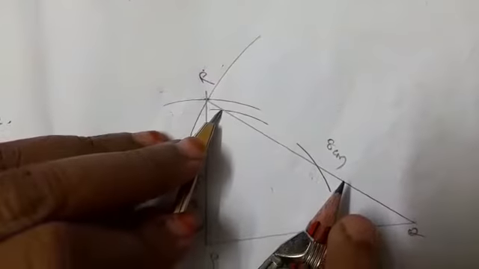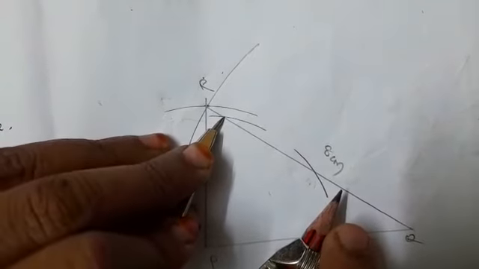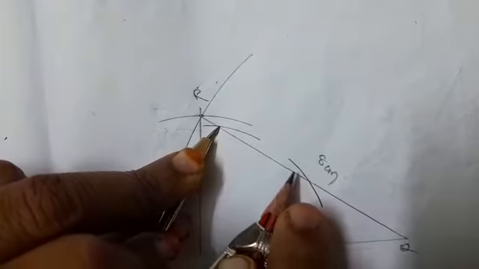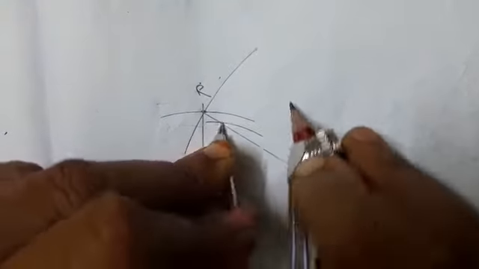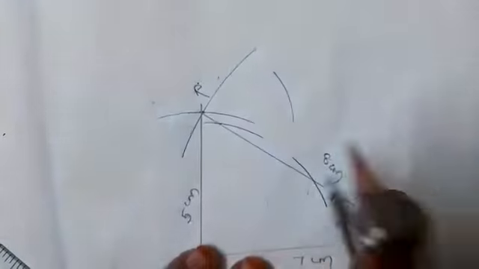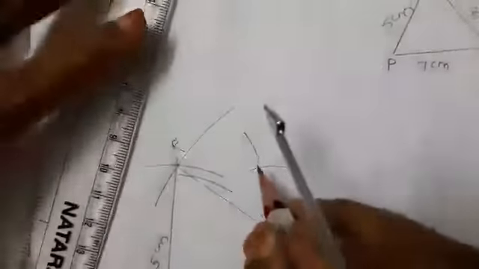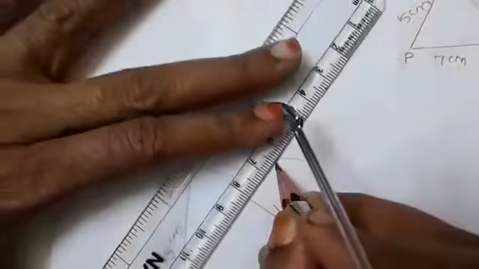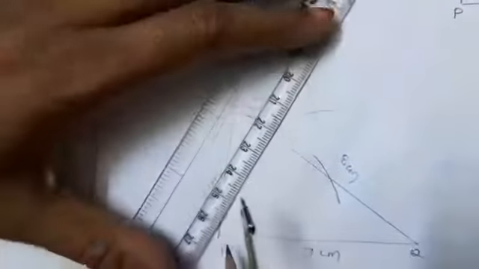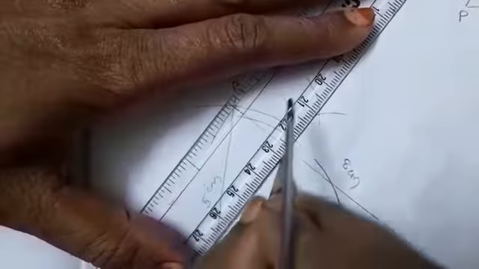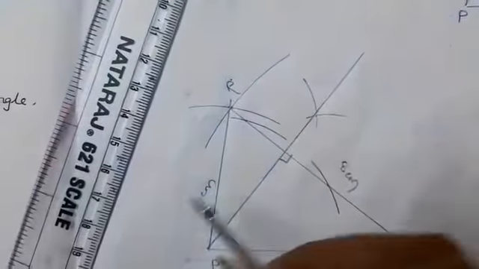Then next we construct the perpendicular bisector. Perpendicular means from these 2 points you take more than half, only the top side. Okay, so this is enough. So this is a point of intersection. So you draw a line from P. Okay, so this is the altitude from P.